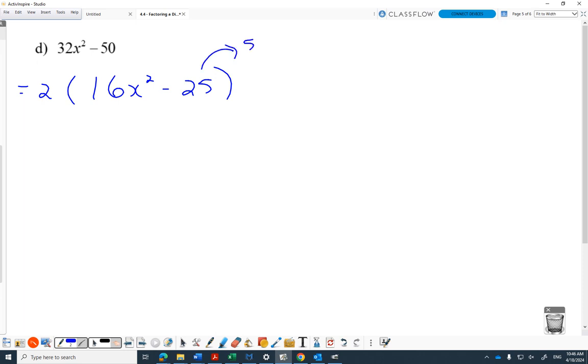5. And what do you square to give 16x squared? 4x. And now we're ready to go. 2, 4x plus 5, and 4x minus 5. That was my curveball. Let's just see what you got here. Put a little spin on it. But if you're ready for the common factor, not too bad.